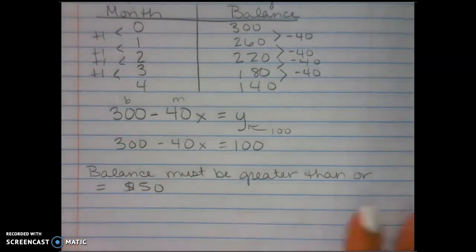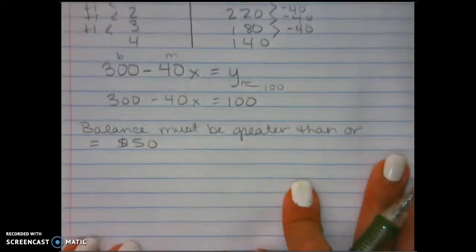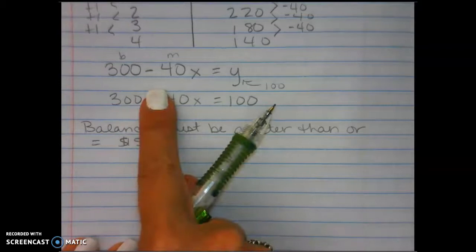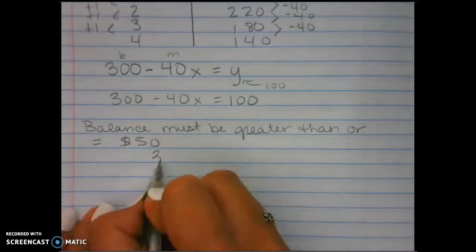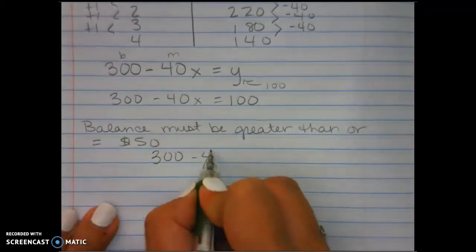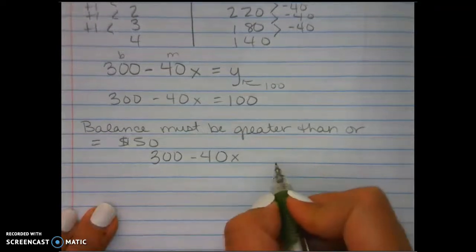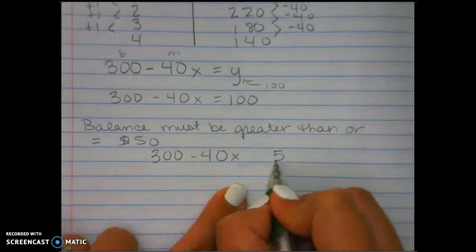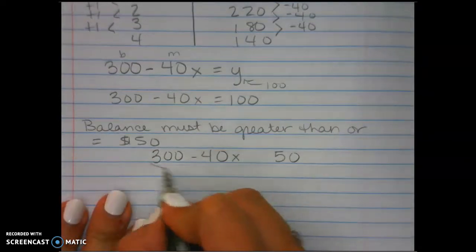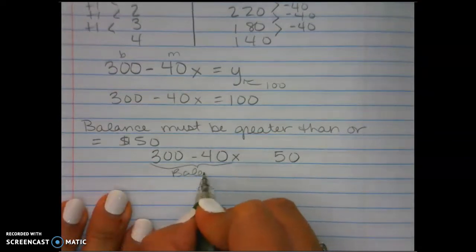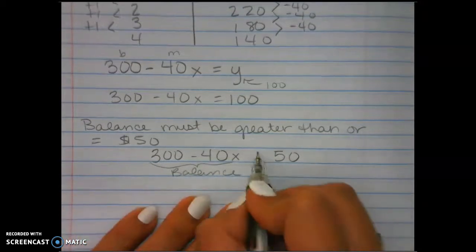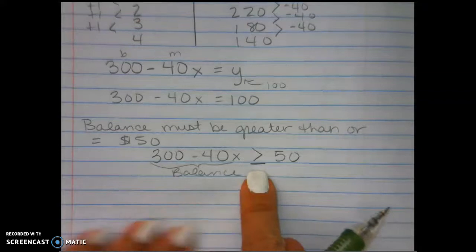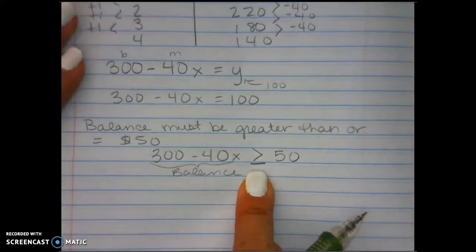So now we can not write an equation, but now we can write an inequality. We're going to take our equation that we wrote a minute ago, 300 minus 40x, and instead of 100 we have 50. This is where the balance must be greater than or equal to 50. So we're going to use this inequality symbol.